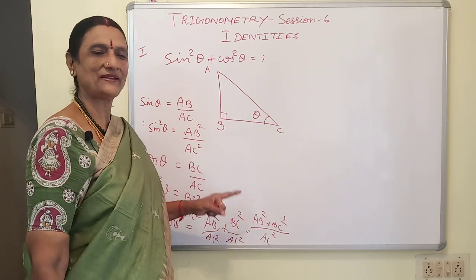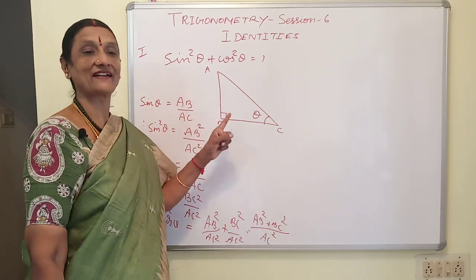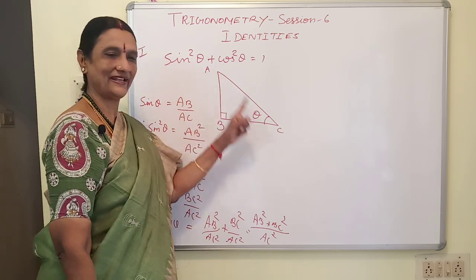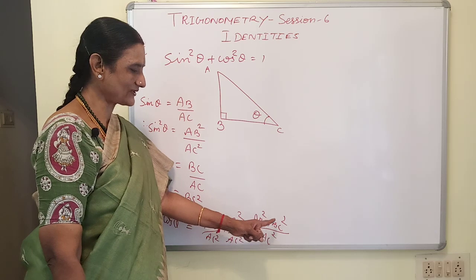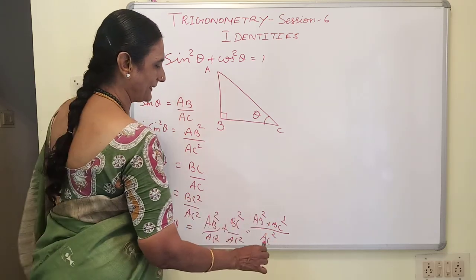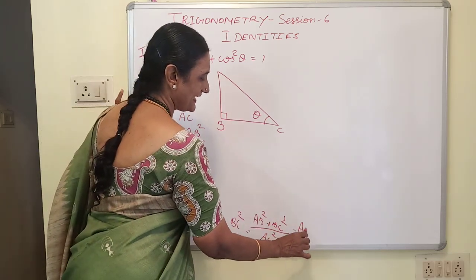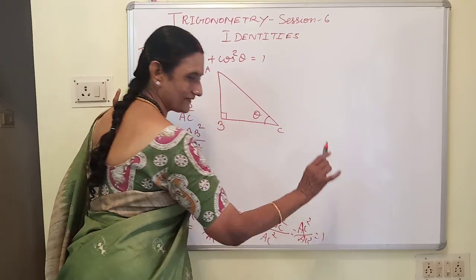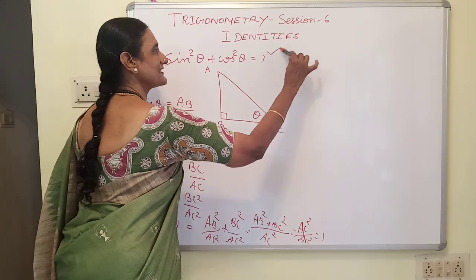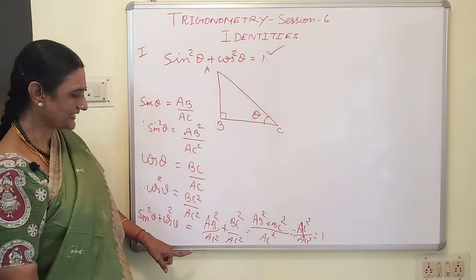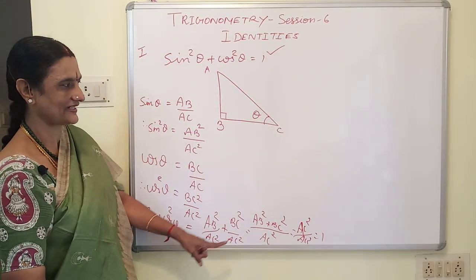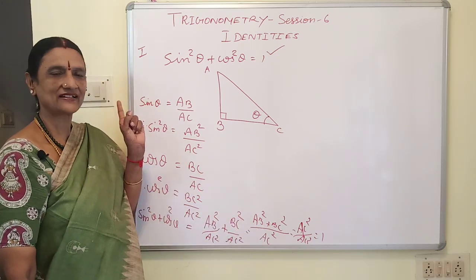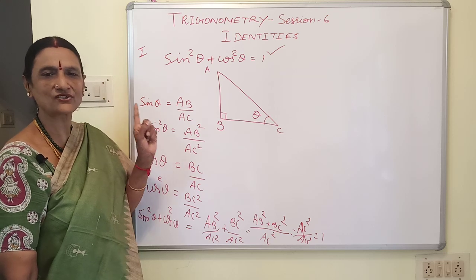Now tell me, what is AB square plus BC square? Because it's a right triangle, apply Pythagoras theorem. This is nothing but AC square. So this AB square plus BC square can be replaced as AC square by AC square, which is equal to 1. Therefore, the first identity is proved. So sin square theta plus cos square theta equal to 1. The first identity is proved. Is that clear to all of you? Very clear to all of you?